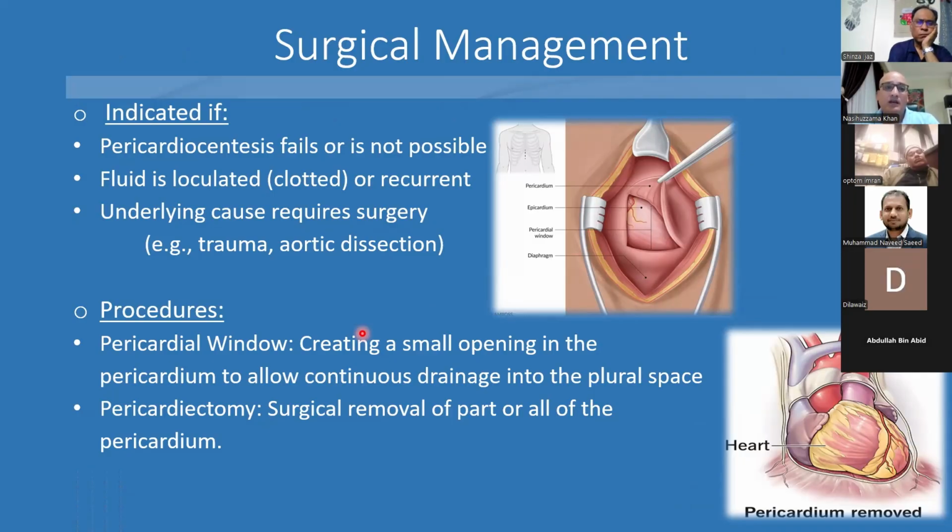If the underlying cause requires surgery, like trauma or aortic dissection, the surgical procedures are the pericardial window, creating a small opening in the pericardium to allow continuous drainage into the pleural space, and pericardiectomy, surgical removal of part or all of the pericardium by the surgeon.